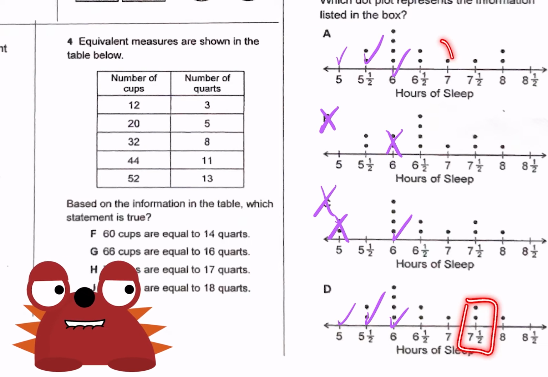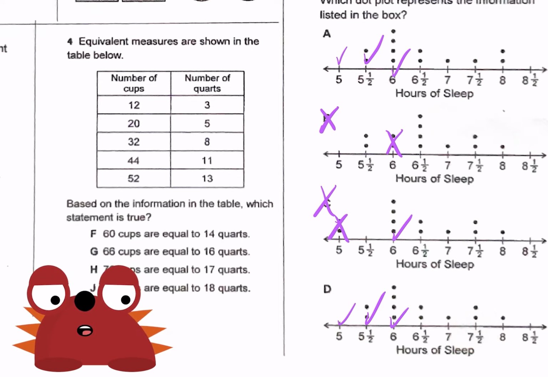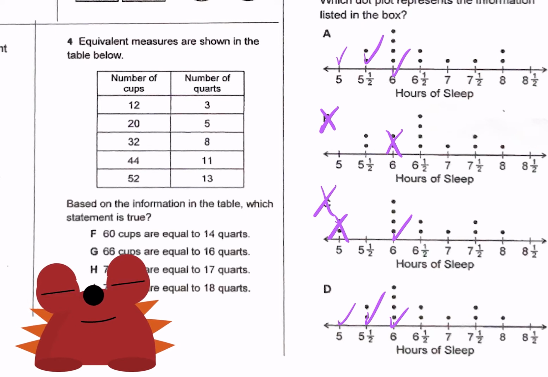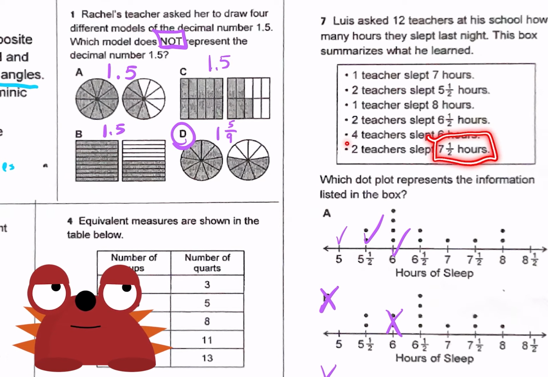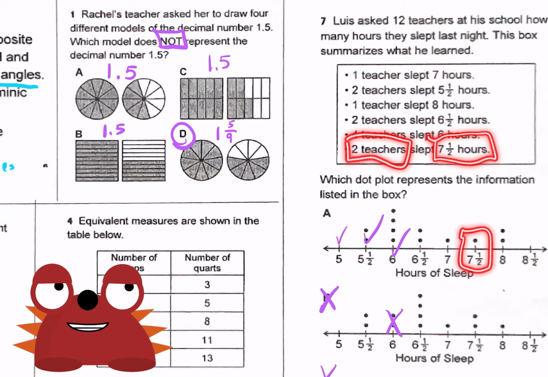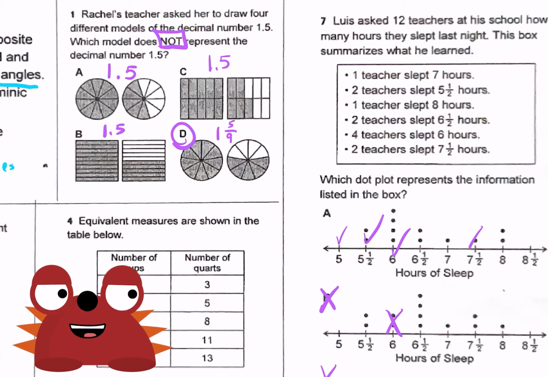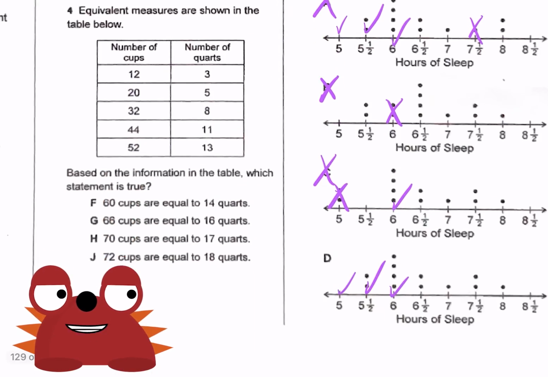Here's where we have a difference. D says 2 teachers did 7.5 hours, and over here A says 7.5 was only 1 teacher. If you go to 7.5 hours, that is 2 teachers. So 7.5, this one does not have 2 teachers, it only has 1. So the answer has to be D, 7.5, 2 teachers.